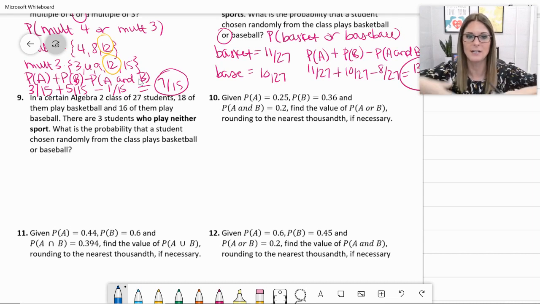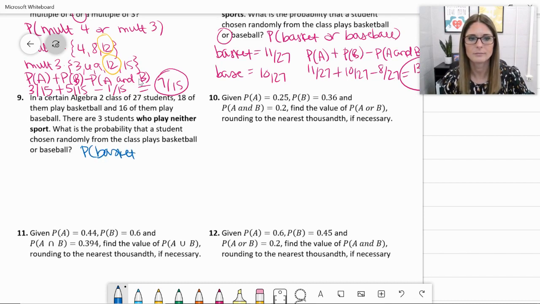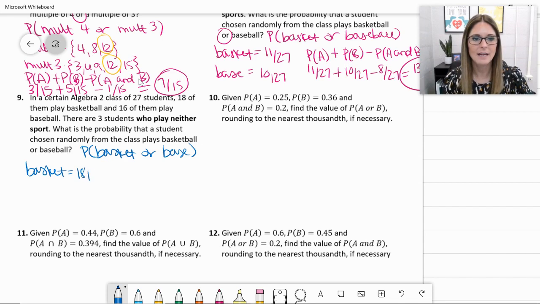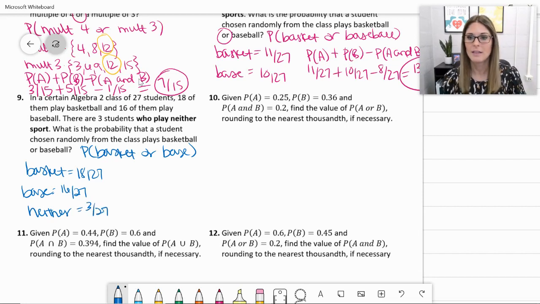Hey, class, everybody raise your hand if you play basketball. 18 students. All right, put your hands down. Raise your hand if you play baseball. 16 students raise their hand. There's 3 students that didn't raise their hands at all. Cool? So what's the probability that a student randomly chosen plays basketball or baseball? Same question. Okay, so basketball, I'm going to use the same notation here. Basketball, we had 18 out of 27. Baseball, we had 16 out of 27. And let's also list here neither. They told us that we have 3 out of 27 students that play neither sport.